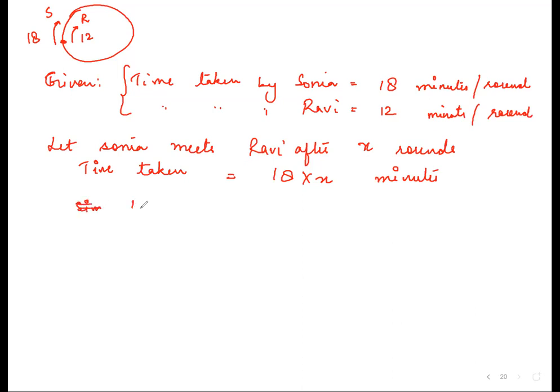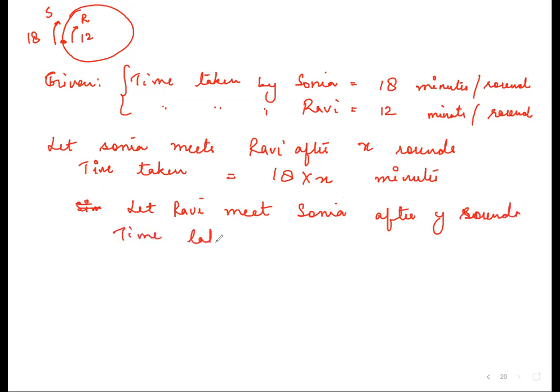Similarly, let Ravi meet Sonia after Y rounds. So time taken by Ravi will be how much, Rida? 12 into Y minutes. Okay, so after this many minutes, they will meet again. Now we have to find exactly how many minutes. There is a relation, 18x and 12y, but we have to tell the exact minutes.